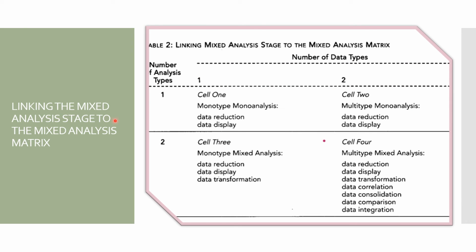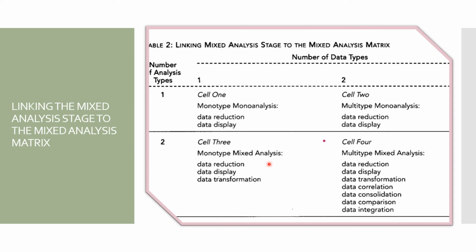So let's look at linking the mixed analysis stage to the mixed analysis matrix. And here you can see we have 4 cells yet again. In the first one, we have a monotype monoanalysis. This means it's a within paradigm analysis because only one type of data is collected and only one type of analysis is done. So what stages are important here? You have data reduction, data display. In cell 2, it's the same, data reduction, data display.